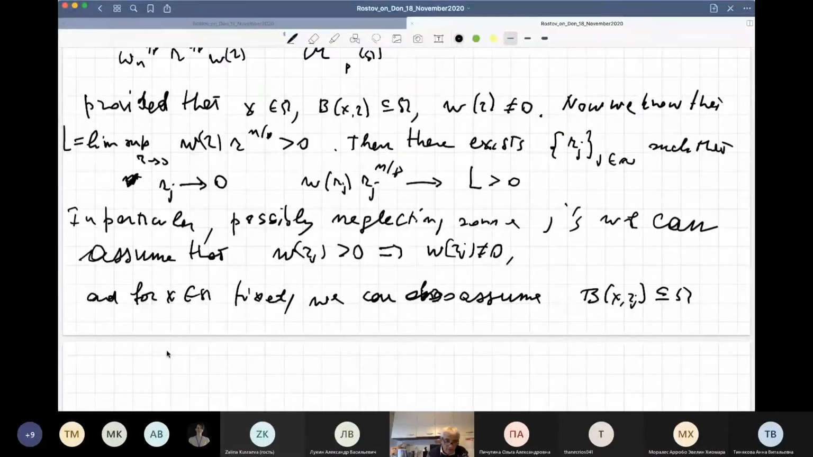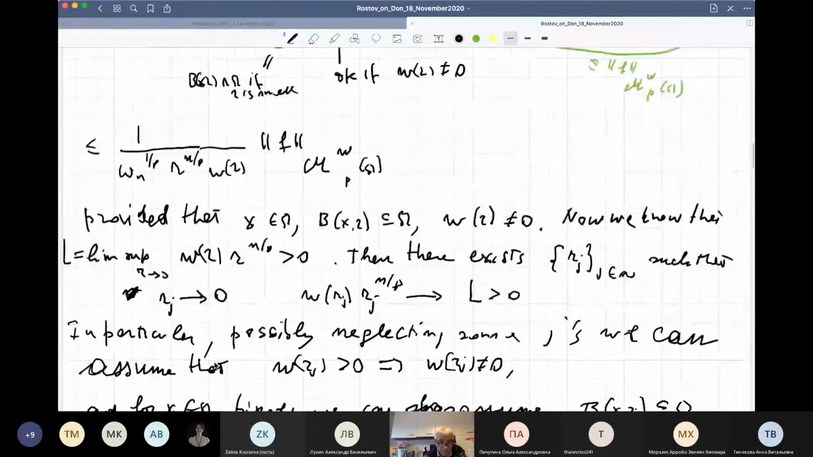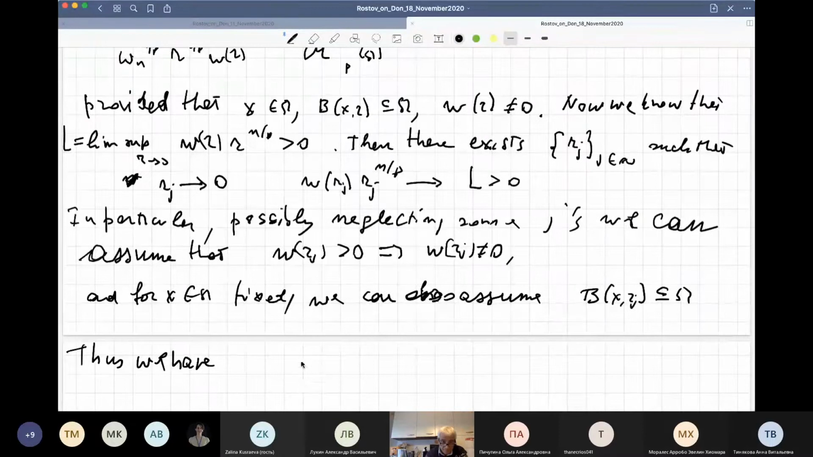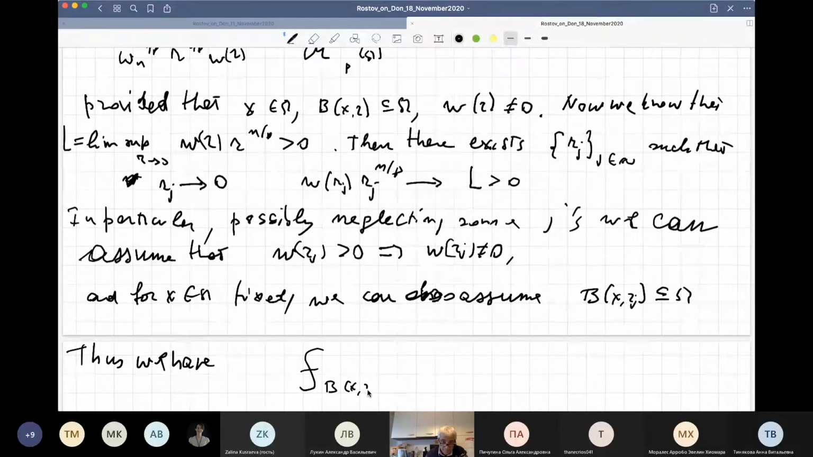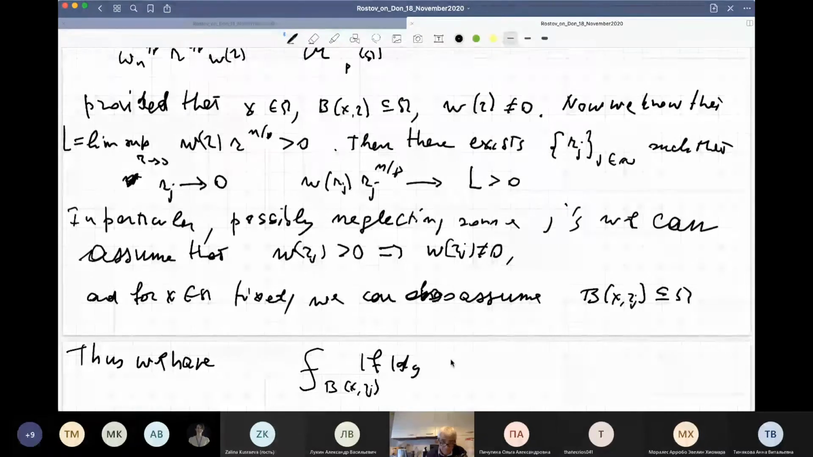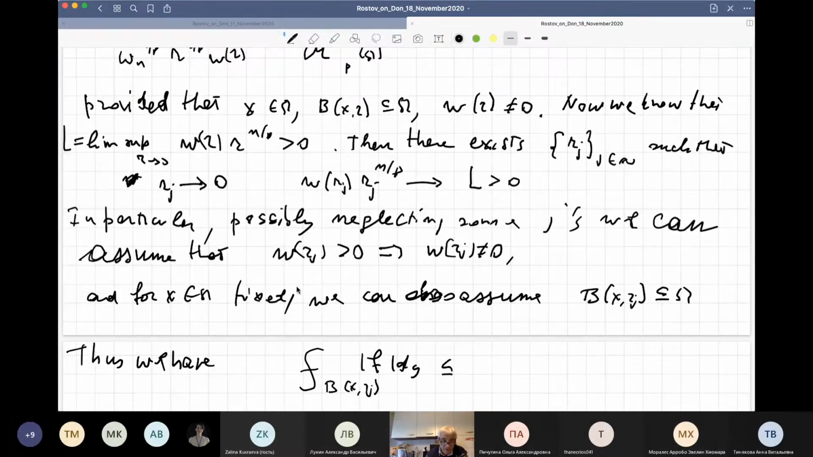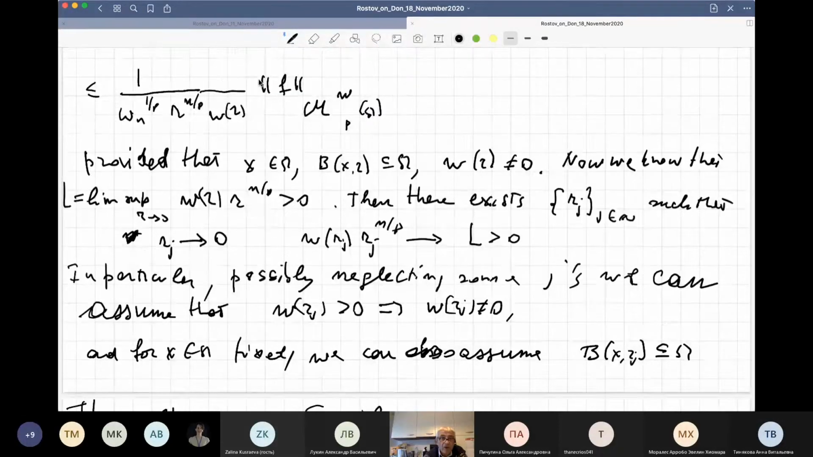So thus we have, let me copy, the left-hand side was the average integral. And I copy instead here the last line, 1 over omega n.